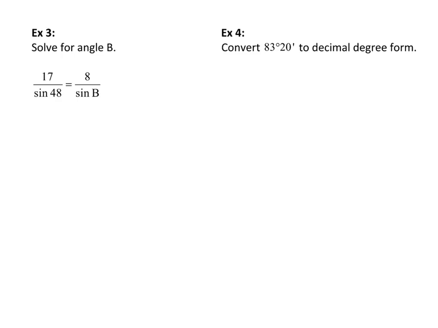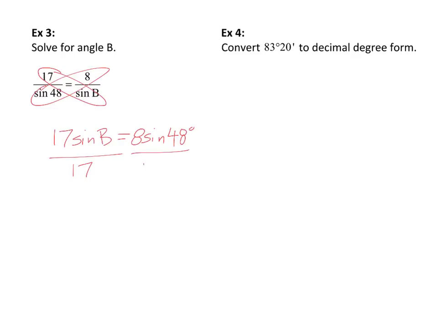Example 3, solve for angle B. Here we'll just cross multiply. I get 17 sine of B is equal to 8 sine of 48 degrees. Now I divide by 17, and I get sine of B is equal to, if I work this out here, 0.349. You don't have to work it out right here, but I'm just keeping things simple and getting the approximate value.